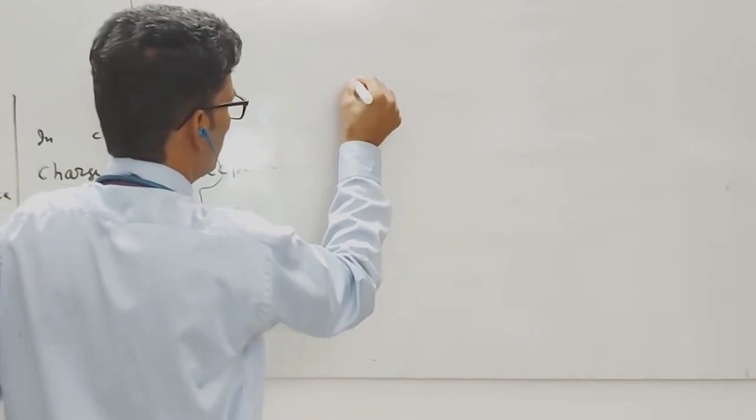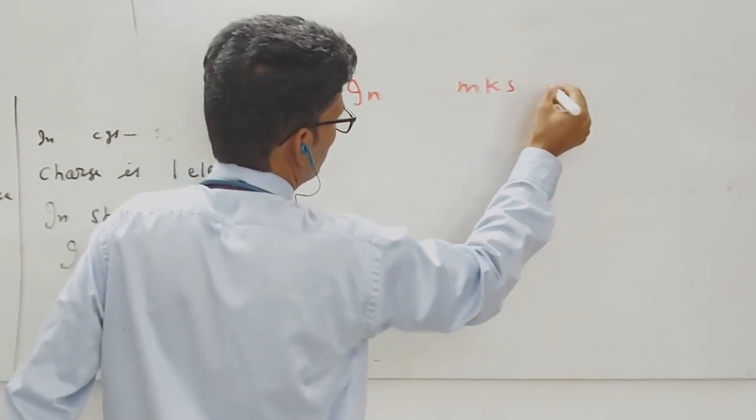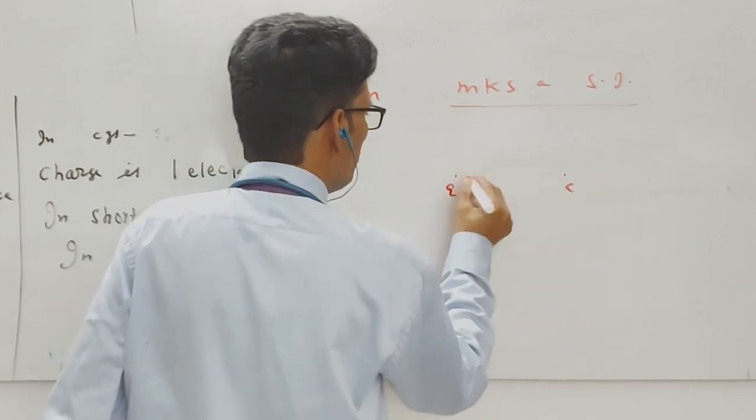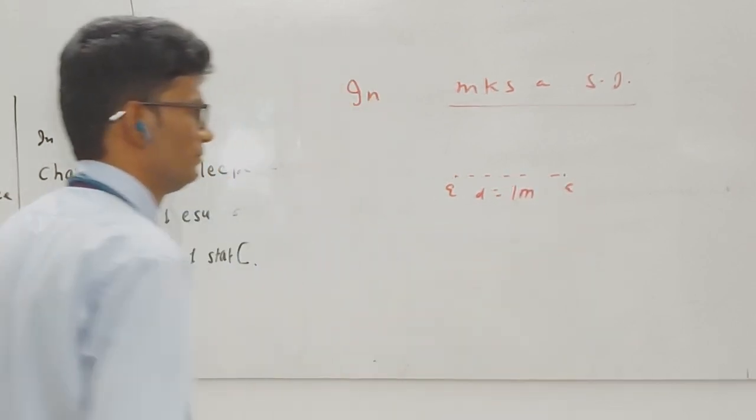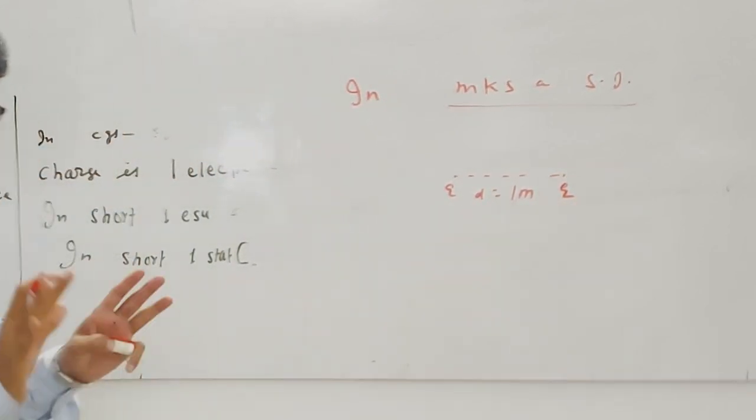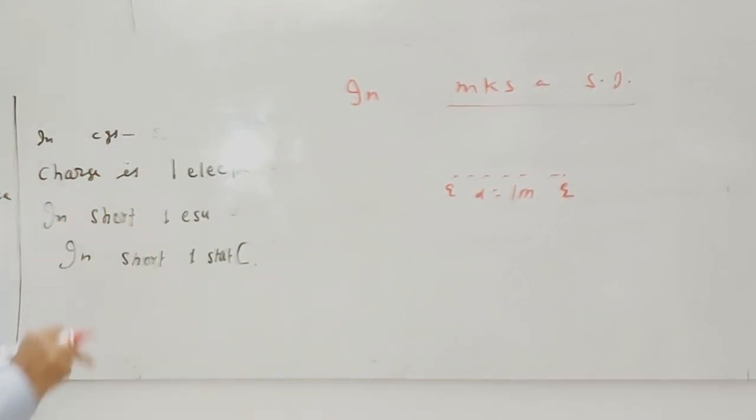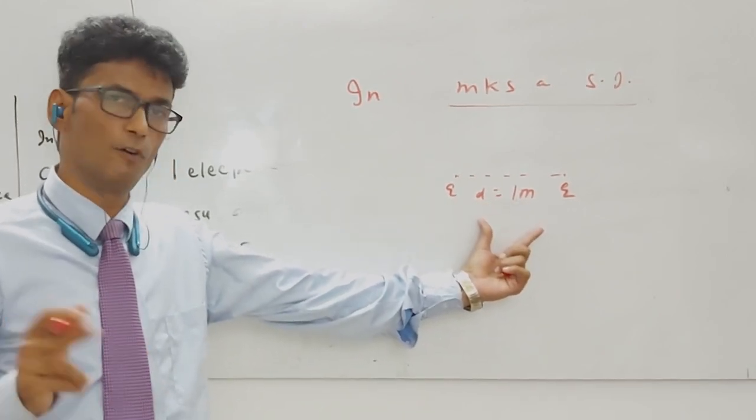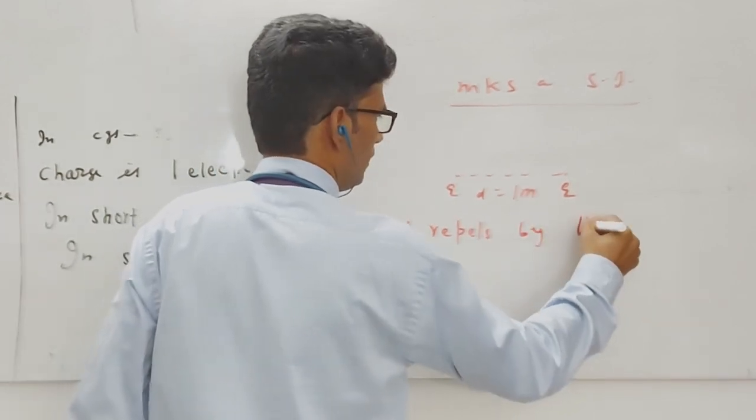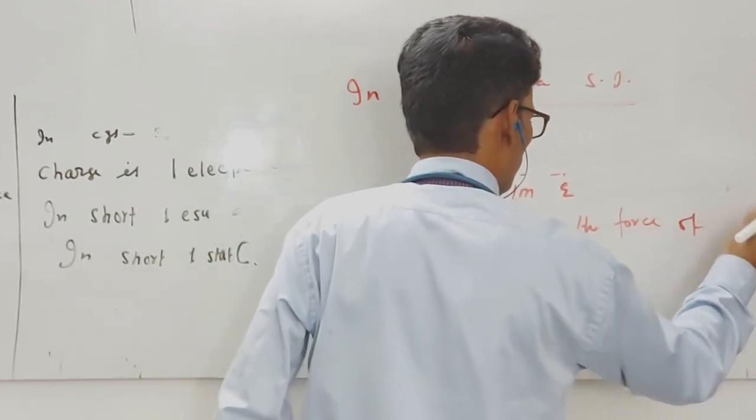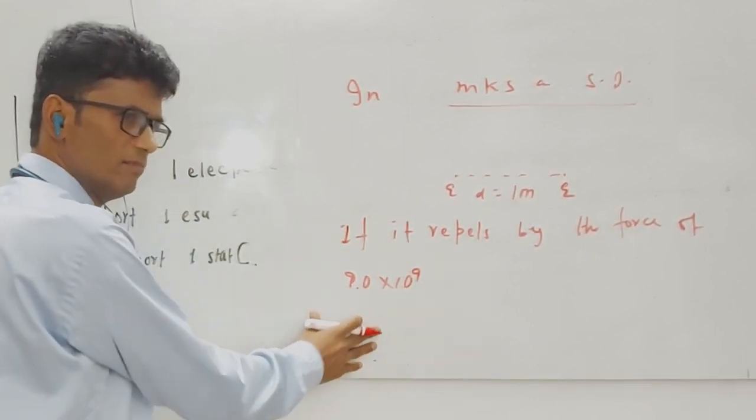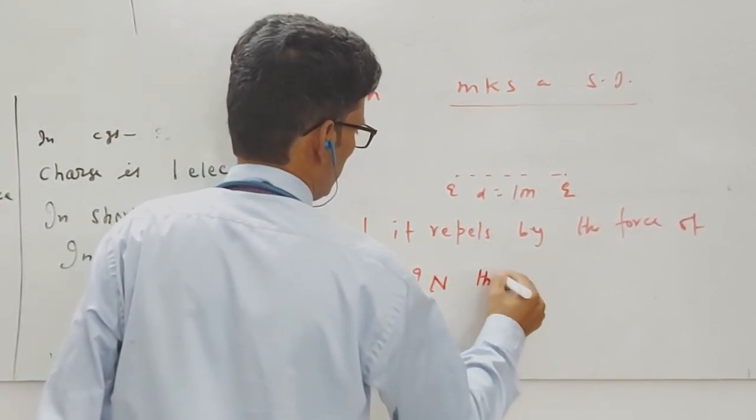Definition of charge in system MKS, or system of international. What is this? Again we have taken 2 like charges, but this time the distance between them is taken as 1 meter. Now if these like charges Q and Q, placed at d equal to 1 meter, repel by a force of approximately 9.0 × 10^9 newton in round figure, then Q comes out to be 1 coulomb.